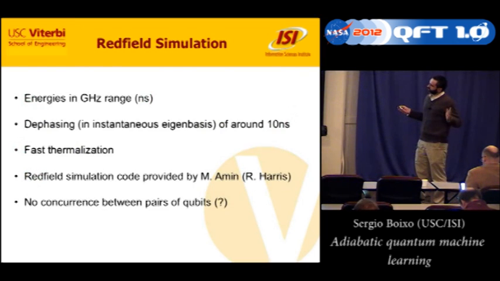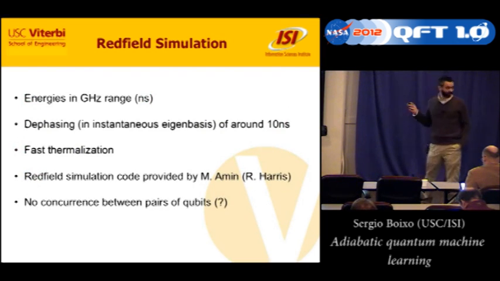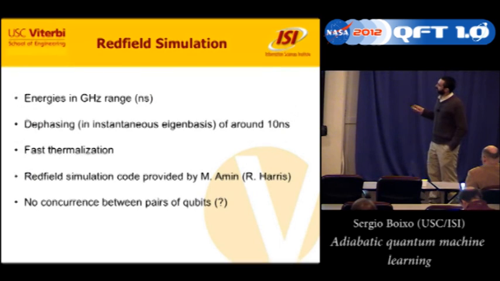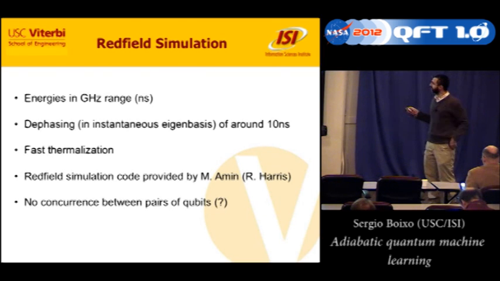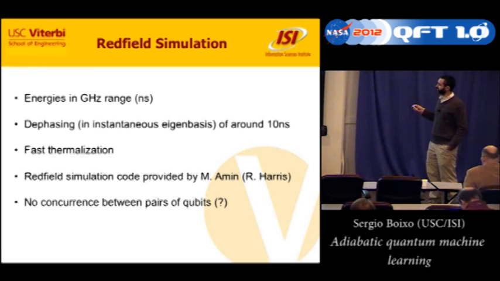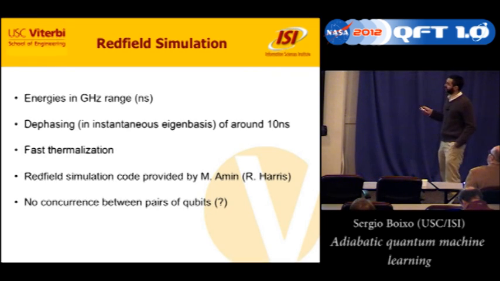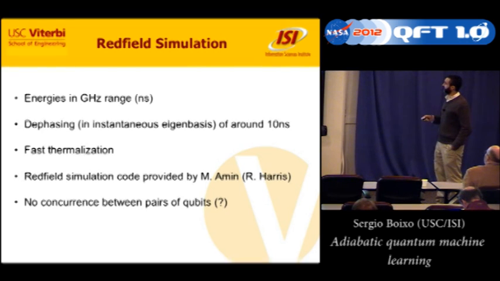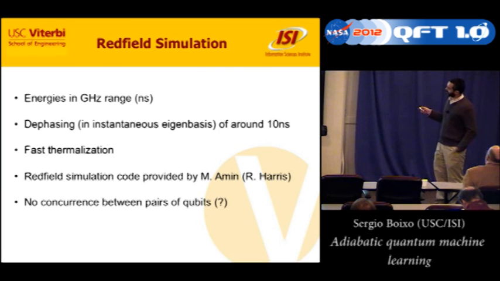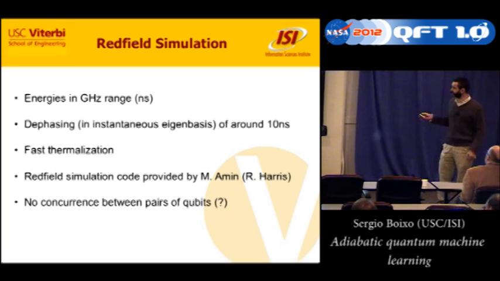By looking at the physics of these things that Mohammed described yesterday, the energies that you get on this flux qubit are of the order of gigahertz, so you get dynamics of the order of nanoseconds. You get dephasing in the instantaneous eigenbases in around 10 nanoseconds, which is quite a lot of dephasing. The dynamical time scale is about 40 times faster than the dephasing, but dephasing is still quite powerful.